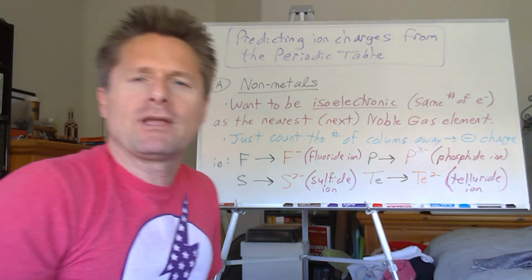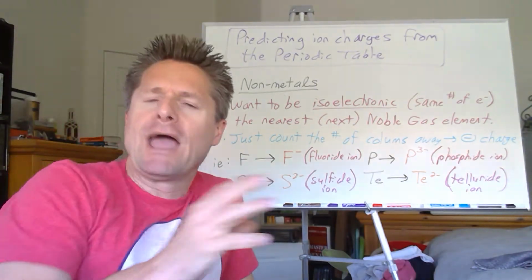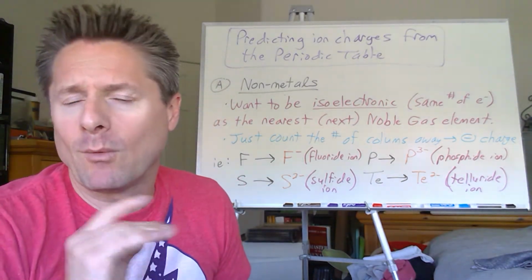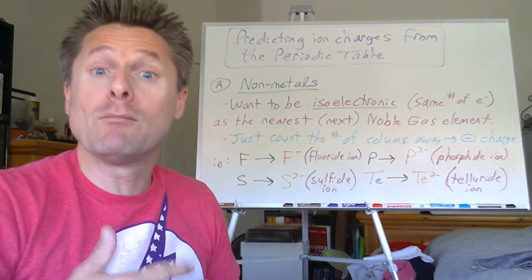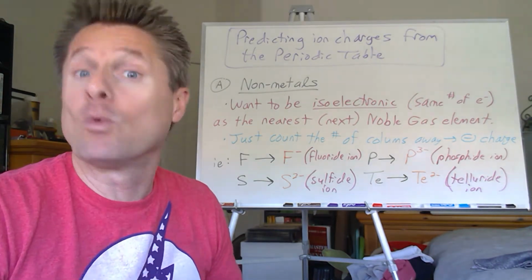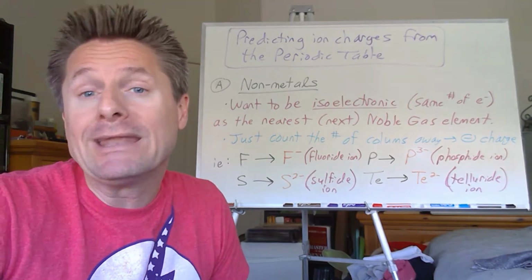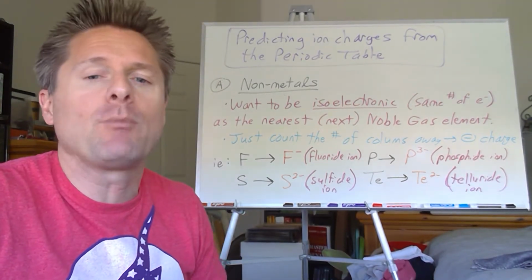Metals are a little trickier because we're going to have to break metals into 2 categories. Type 1 metals only form 1 type of charge, which we can predict from the periodic table. Type 2 metals form multiple charges, so we can't predict which one it is from the periodic table. We would need extra information. So let's talk about the type 1 metals.